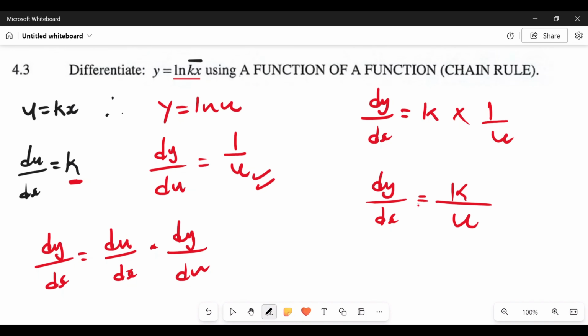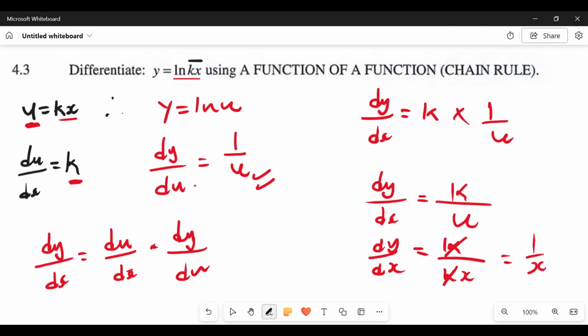But if you go back here, what is u? u is k multiplied by x. So we have to substitute u with kx. We can say k divided by, wherever there is u, we substitute kx. So we have k divided by kx, and looking at this, k divided by k cancels. So the final answer, dy over dx, is going to be 1 over x. Guys, this is our final answer.